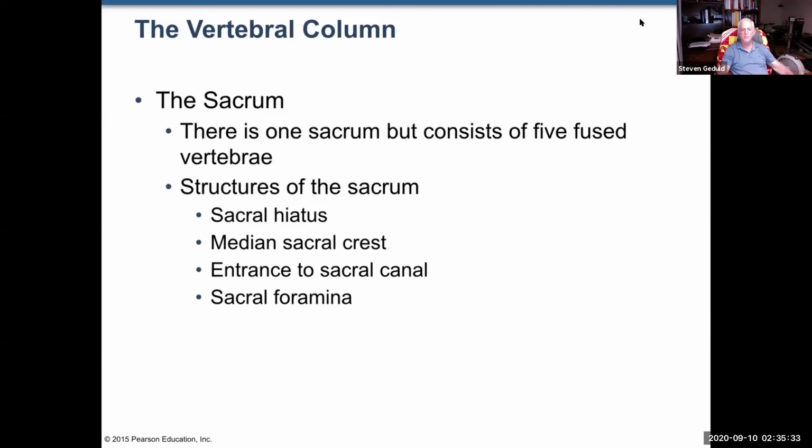The sacrum, remember, is 5 vertebrae that are fused together to make 1 bone. So there's 1 sacrum, but it's 5 fused vertebrae.